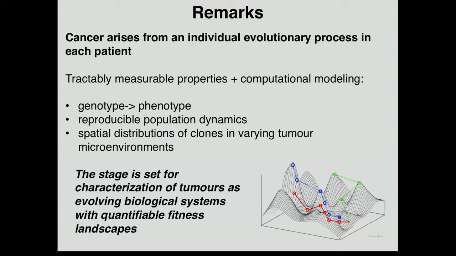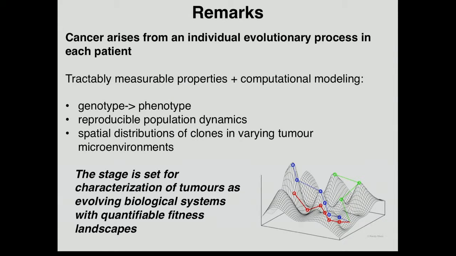So then just to conclude, we're all in agreement that cancer arises from individual evolutionary processes, and hopefully what I've shown you is that there are tractably measurable properties, and coupled with computational modeling, that lead us closer to being able to ascertain the fitness landscape. I showed you genotype to phenotype inference. Reproducible population dynamics are going to be an essential ingredient. And then these spatial distributions suggest that there are clones that are being selected for differentially in different microenvironments.